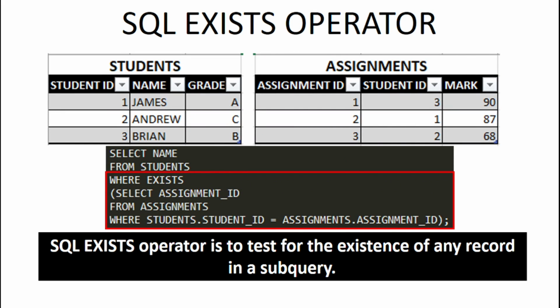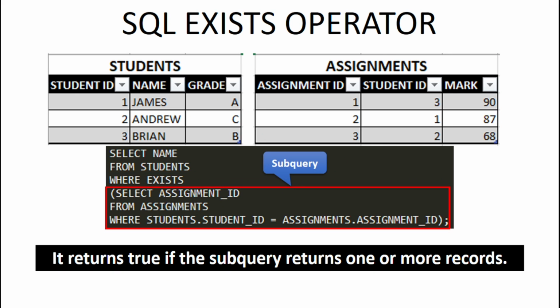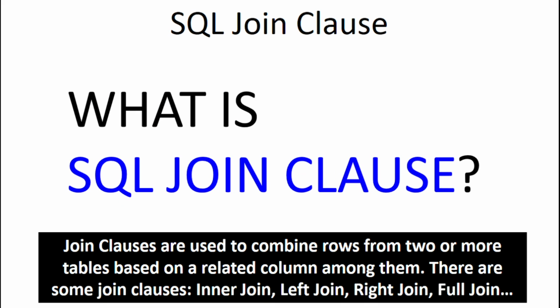The SQL EXISTS operator is used to test for the existence of any record in a subquery. It returns true if the subquery returns one or more records. Join clauses are used to combine rows from two or more tables based on a related column between them. There are some join clauses: inner join, left join, right join, full join.